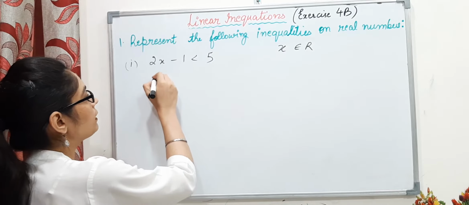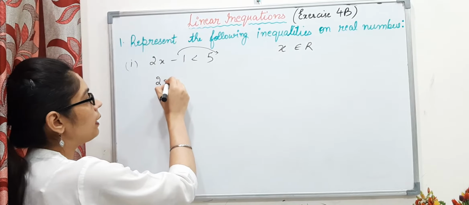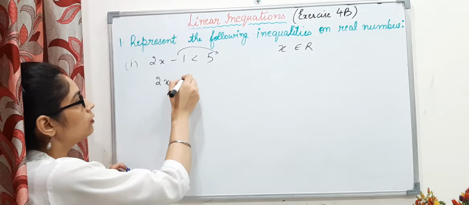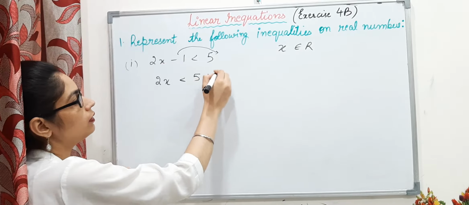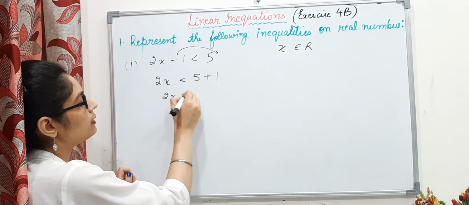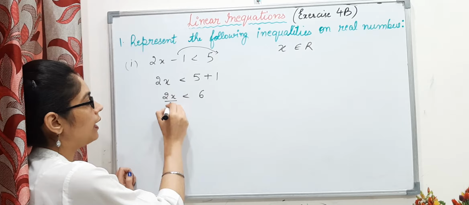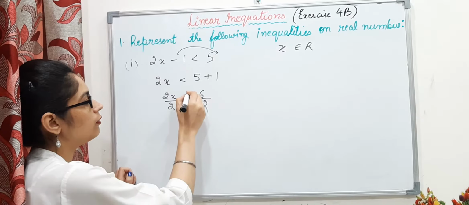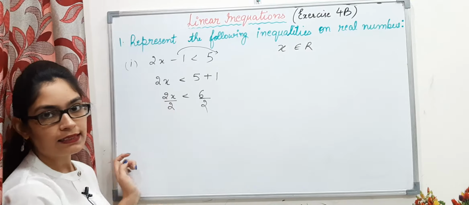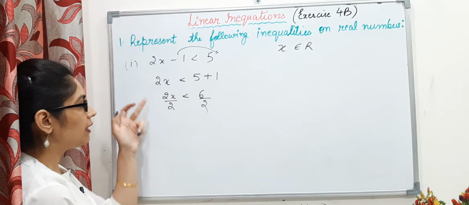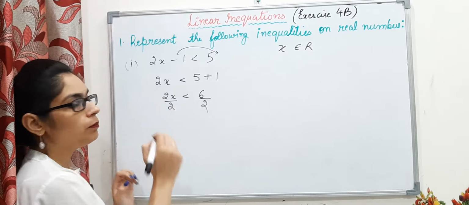So 2x minus 1. Minus 1 I will shift to the other side because we have to find the value of x. On changing the side, minus 1 will change to plus 1. So 2x less than 5 plus 1, 6. With 2 I can divide both the sides, because x is getting multiplied by 2, so we have to cancel this term. We need only x, so with the same term we can divide both the sides.